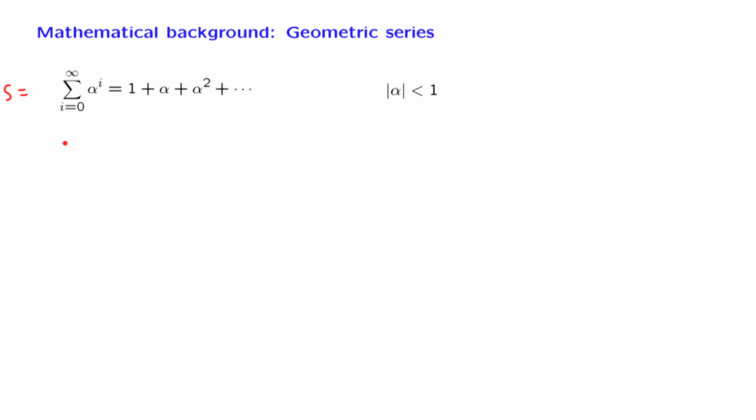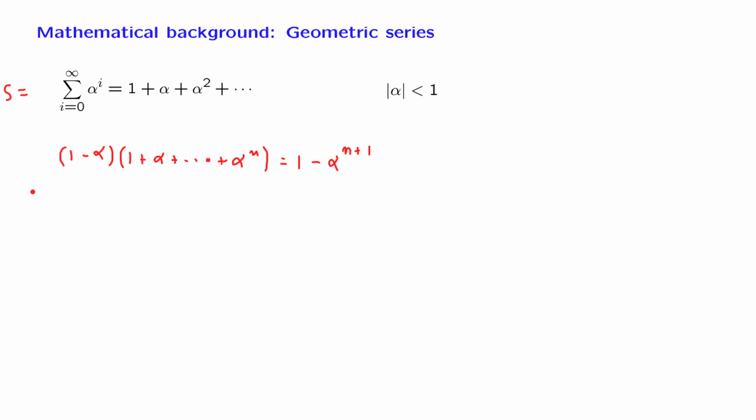One way of evaluating this series is to start from an algebraic identity, namely the following. Let us take 1 minus alpha and multiply it by the terms in the series, but going only up to the term alpha to the n. So it's a finite series. We do this multiplication, we get a bunch of terms, we do the cancellations, and what is left at the end is 1 minus alpha to the power n plus 1.